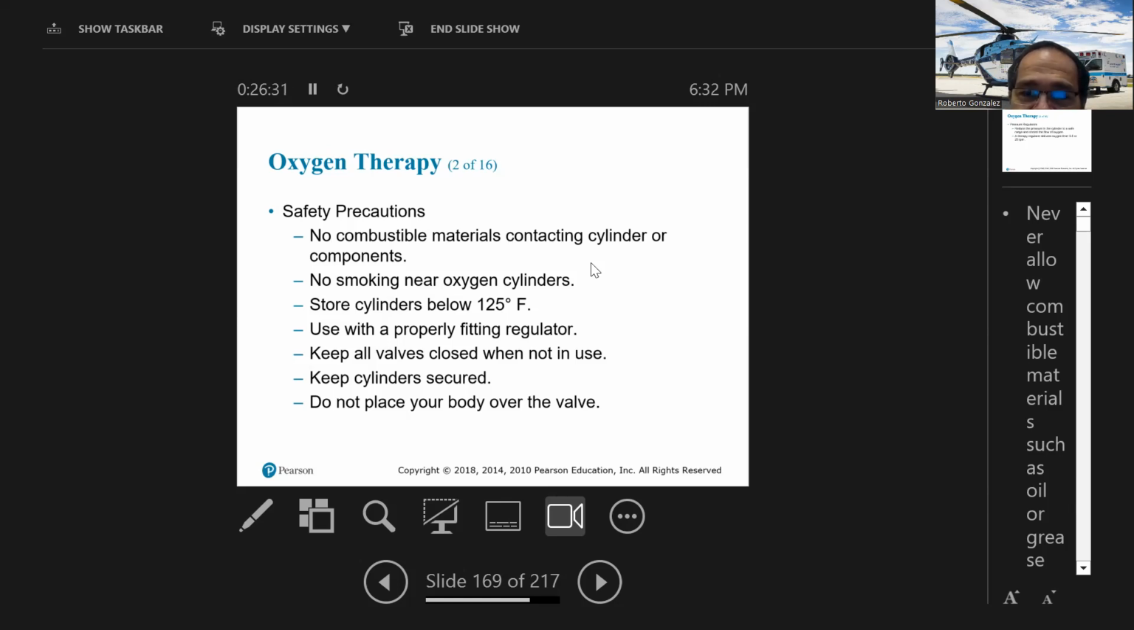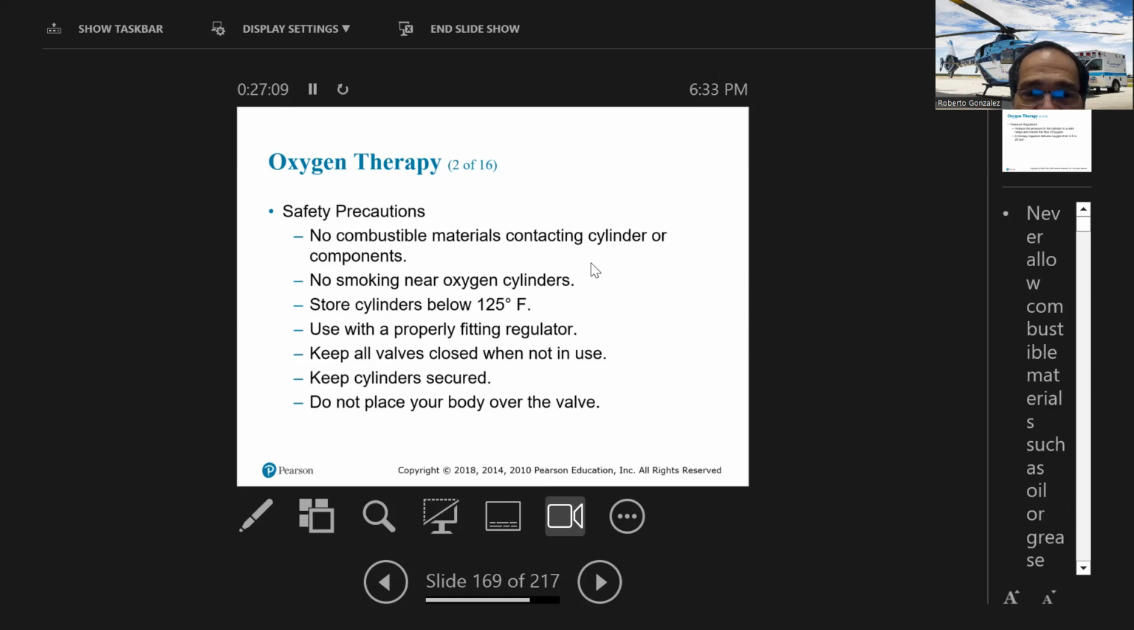And a lot of times, Scotch tape or, what do you call it, duct tape. That gluey part is actually combustible material. So a lot of people say, well, I don't want it to get dirty, I'll wrap it with tape. Well, the problem is once you turn it on, you're gonna have a fire. No smoking near oxygen cylinders. Usually you should store the cylinders below 125. Now, the way the temperature has been right now, you're safe because we haven't reached 125 yet. But give it a couple more weeks.